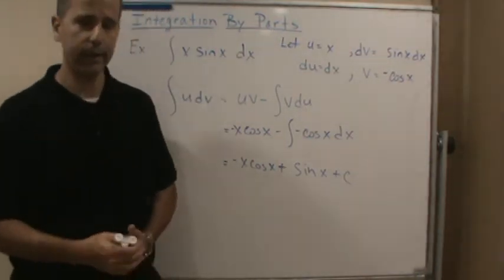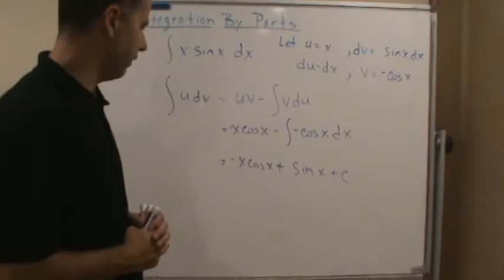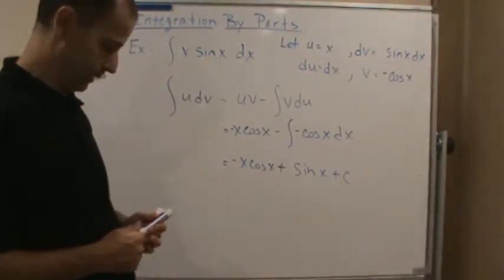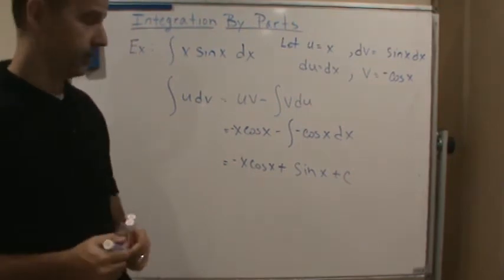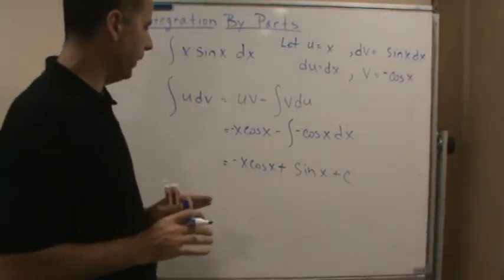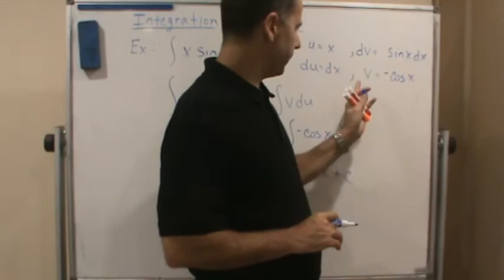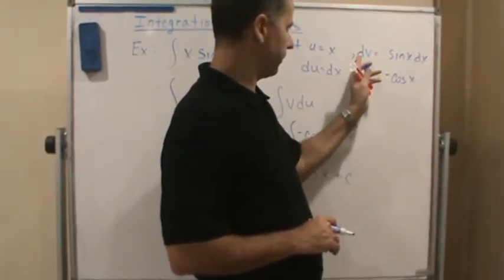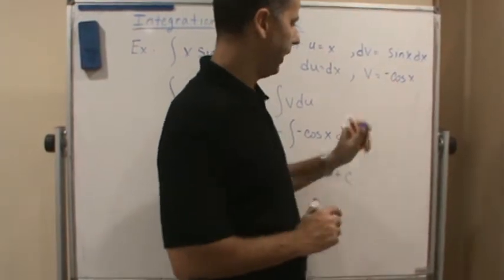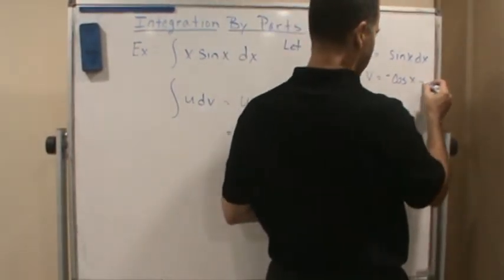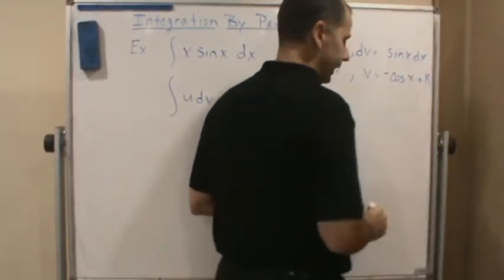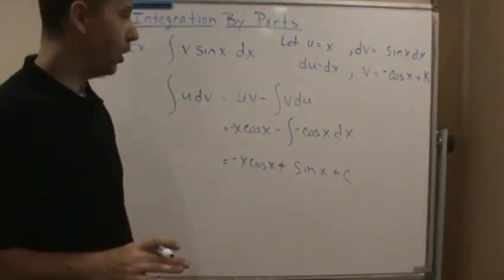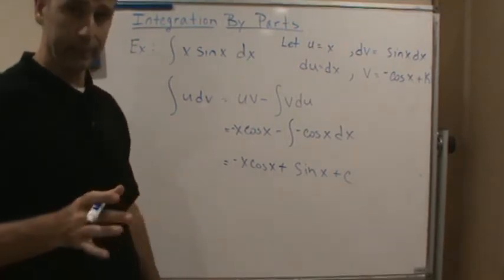Okay, so welcome back. A couple of things you may have thought to yourself that I want to bring up, some curious things that are worth discussing for a moment. One is, some of you might think, hey, when I was integrating this from dv to v, why didn't I put a constant here? And it's worth noting why.